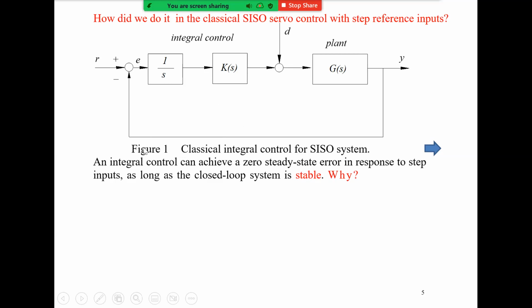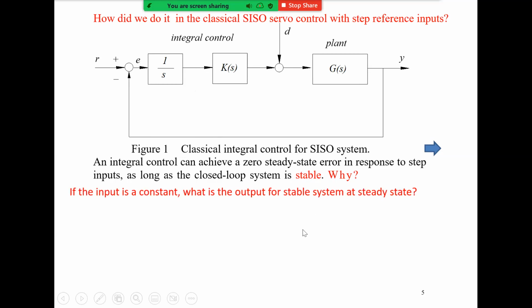Let's try to analyze this configuration. We try to understand why this error signal has to be 0 at the steady state. You can say there is a condition, right? The closed loop system has to be stable. If the closed loop system is stable, it is guaranteed that the error signal will go to 0.